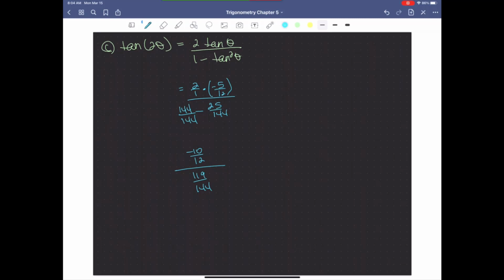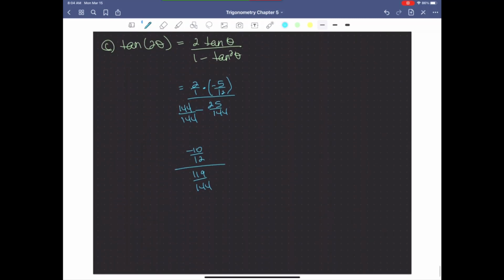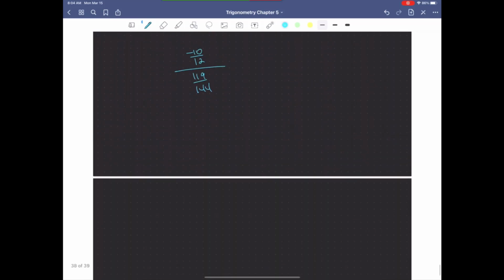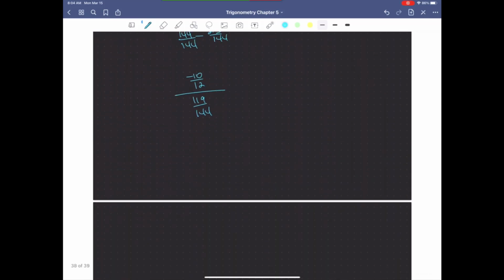What do we have to do? Bring it up top and put it. Yep, so we have what? Negative 10 over 12 times. There you go. Yep, good job. And then if you wanted to, you could do some cross canceling, right? Or you can just multiply it straight out.